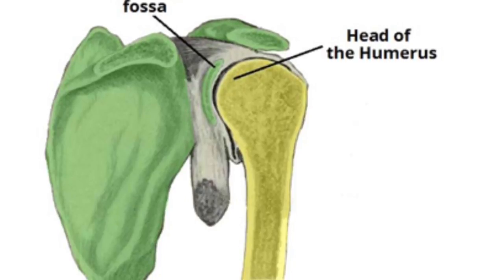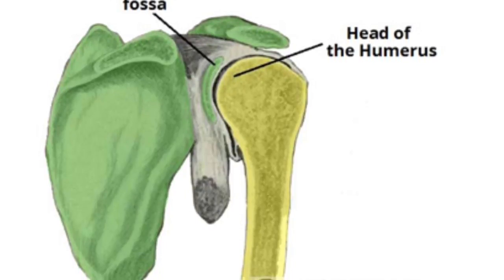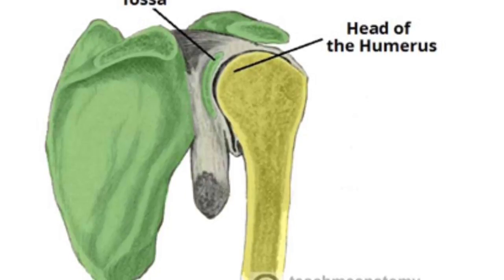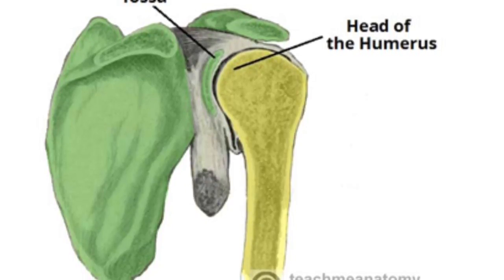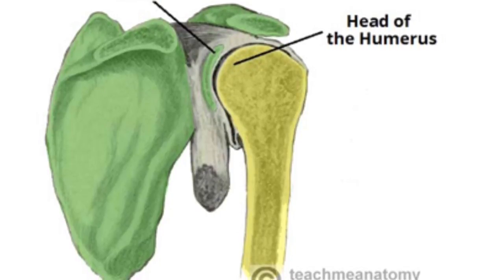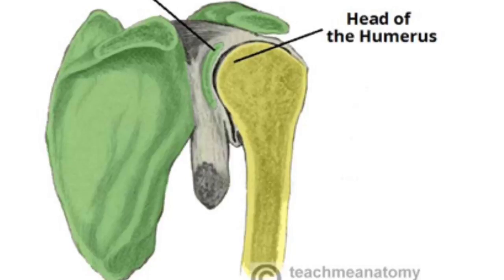The head of the humerus is much larger than the glenoid fossa, giving the joint inherent instability. To reduce the disproportion in surfaces, the glenoid fossa is deepened by a fibrocartilage rim called the glenoid labrum. This is pictured here.